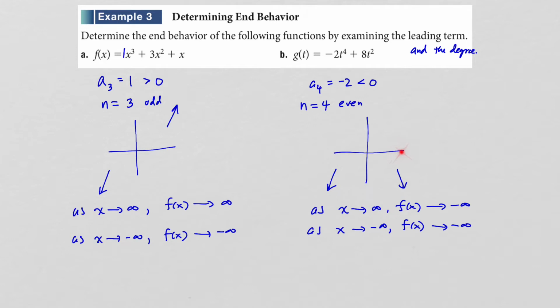So as x gets large in the positive direction, y gets large in the negative direction, and as x gets large in the negative direction, y is also getting large in the negative direction. So this is how we can describe that end behavior algebraically, right? And this is how we can describe that end behavior graphically.